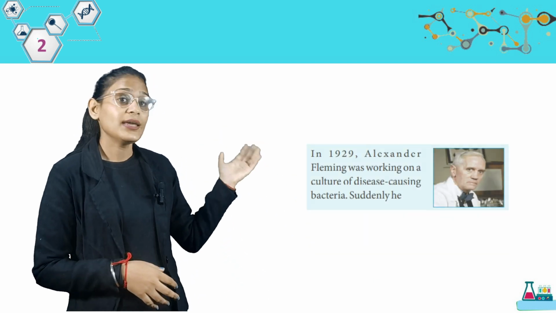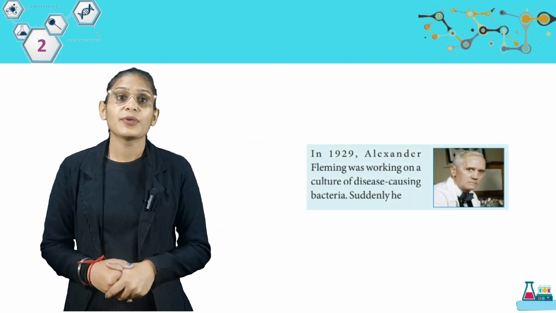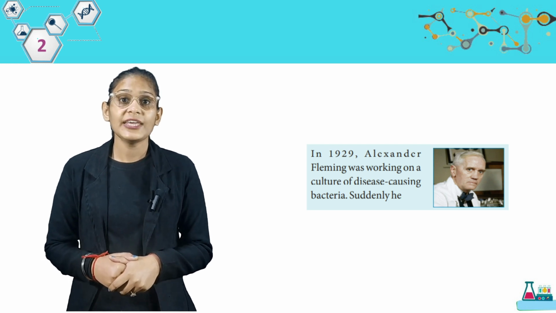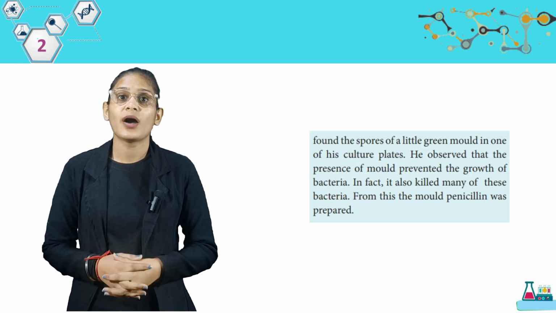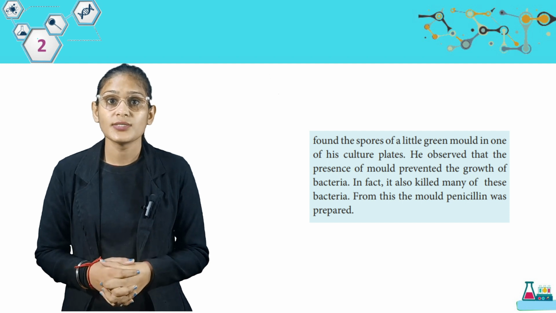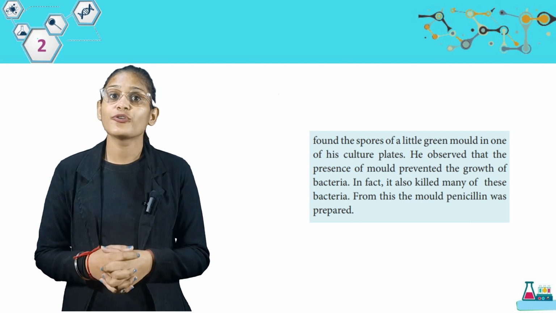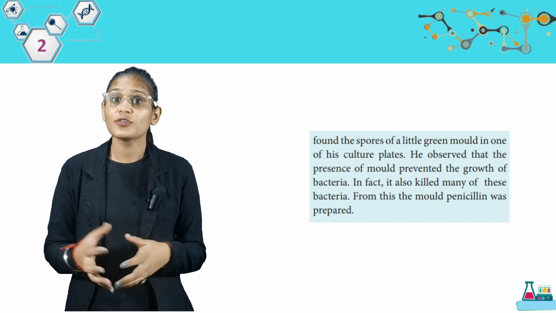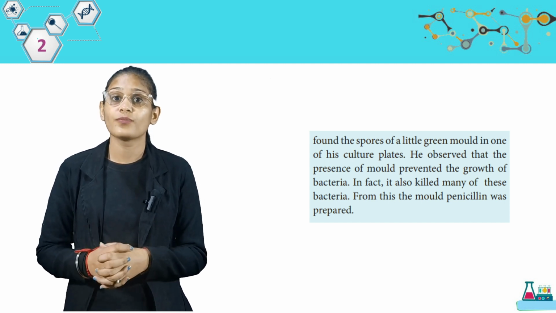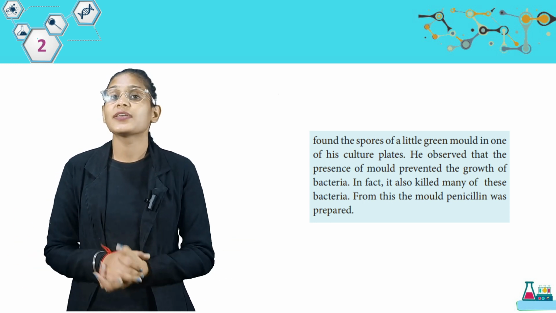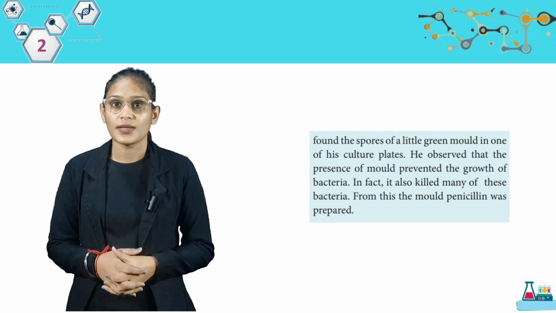Now we have in 1929 Alexander Fleming was working on a culture of disease causing bacteria. Suddenly he found the spores of a little green mold in his culture plates. He observed that the presence of mold prevented the growth of bacteria. In fact, it has also killed many of these bacteria. From this, the mold penicillin was prepared. So student, इस process की help से क्या prepare किया गया था? That is penicillin. Get it?